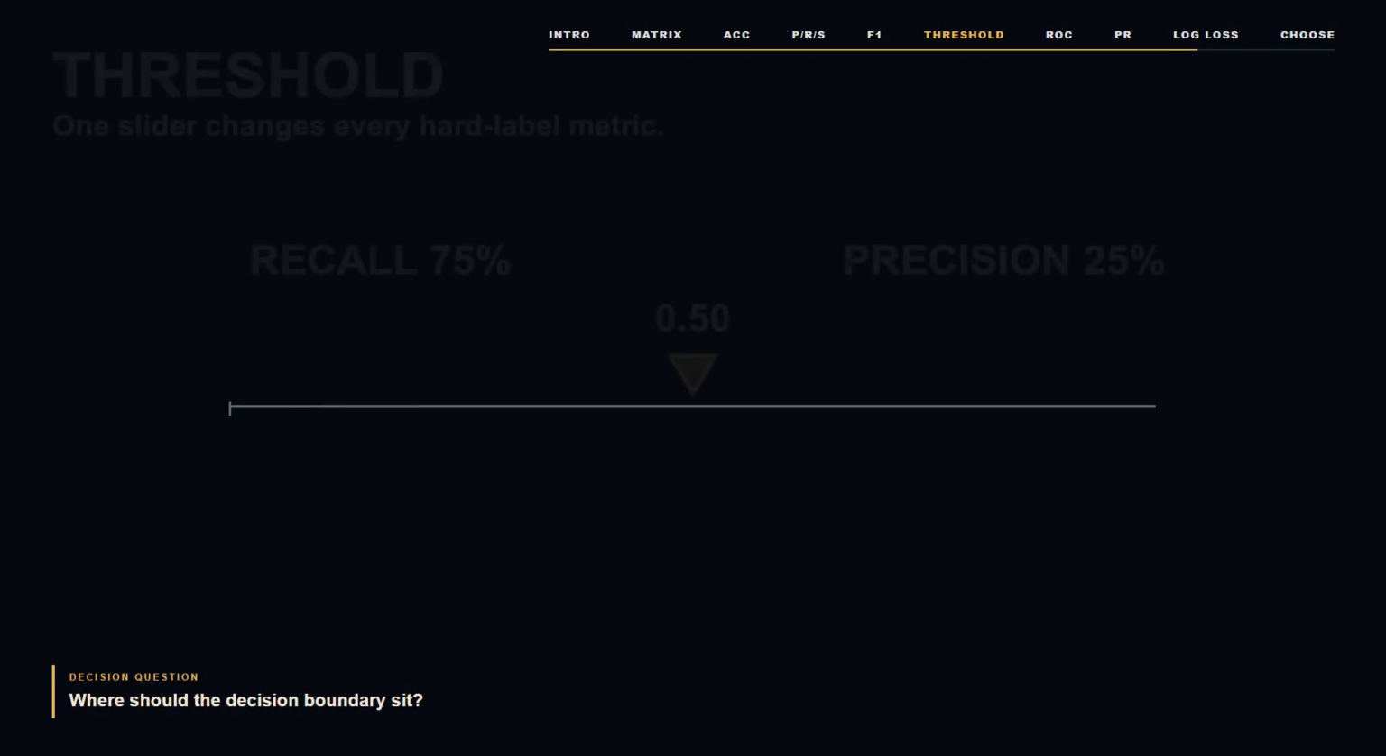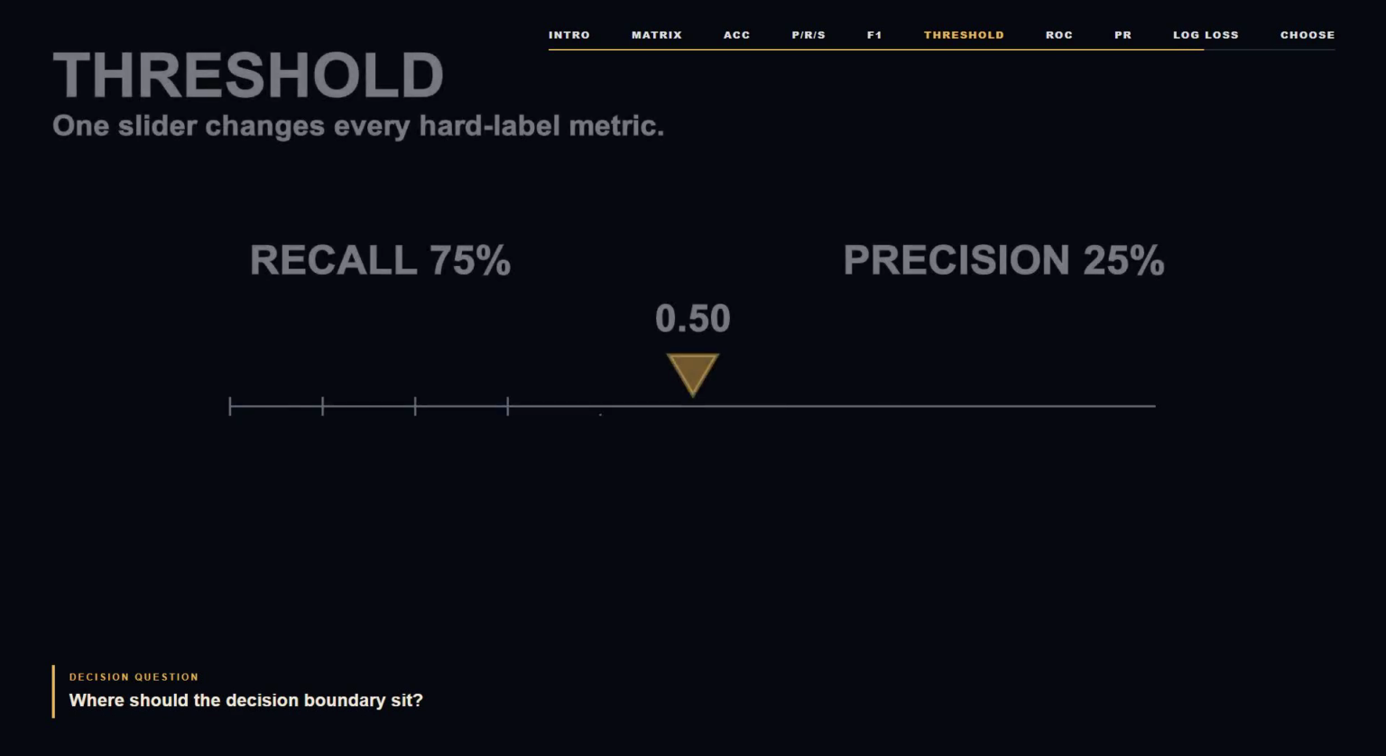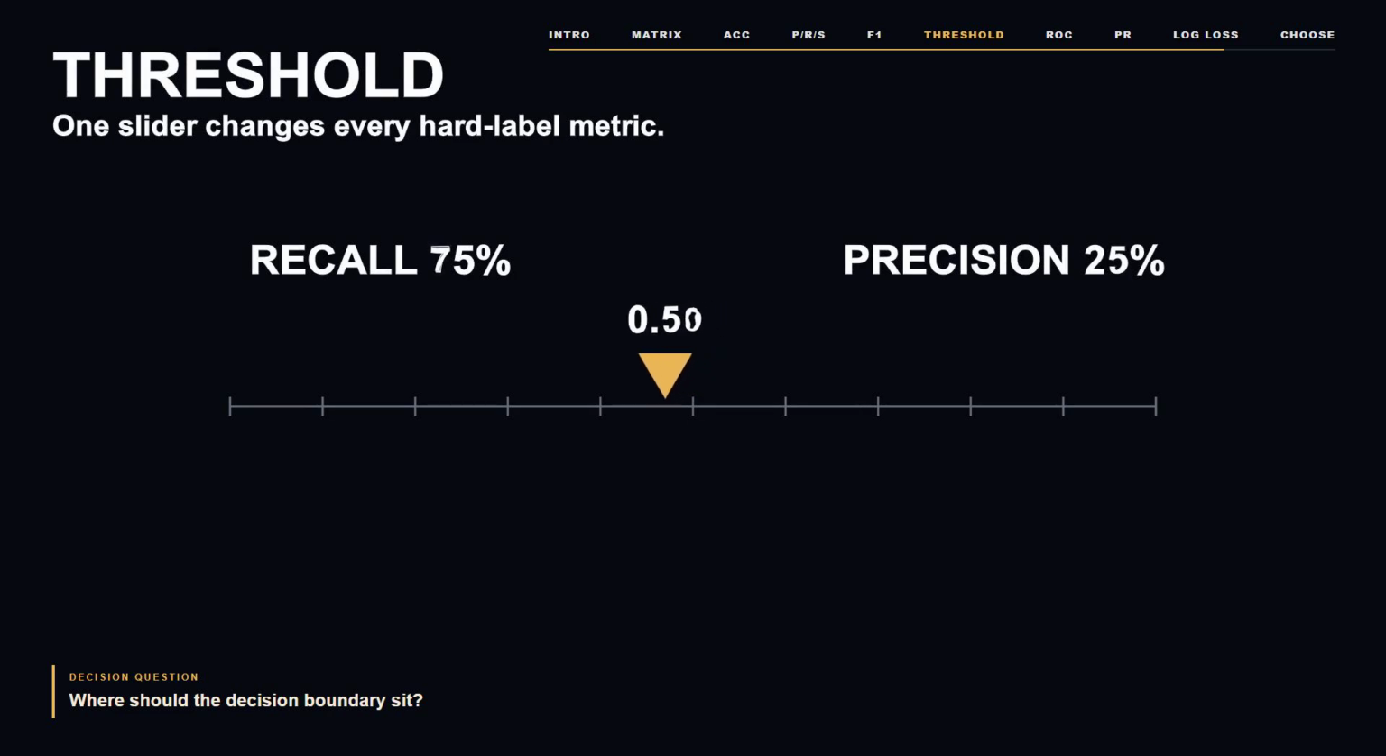These 5 scores describe one threshold. Move the threshold lower, and more patients are labeled positive. Recall usually rises because fewer real cases are missed, but false alarms also rise, and precision may fall. Raise the threshold, and alerts become rarer. Precision may improve, while recall falls.